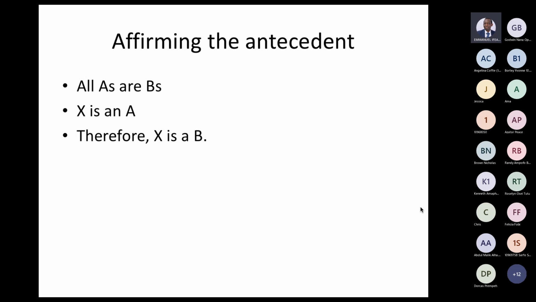Now, let's go to affirming the antecedent. All A's are B's. X is an A, therefore X is a B. Now you can see that the second premise is affirming the antecedent. For that reason, we would say that the whole argument affirms the antecedent. Or we'll say that it is an argument that affirms the antecedent in order to reach its conclusion. That is what we'll say.